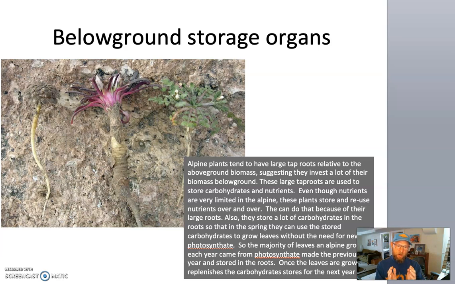And so in order to maximize that growing season, what they do is they use carbohydrates from last year to grow their new leaves. So they don't have to wait for it to get very warm or there to be lots of sun. They can start growing those leaves immediately because they already have the carbohydrates to do it. Once then the leaves are produced, then they can work on replenishing those carbohydrate stores. So those large storage organs below ground are really important adaptations in alpine plants.